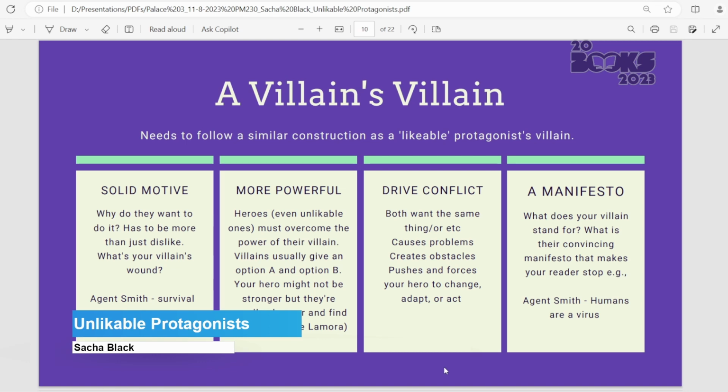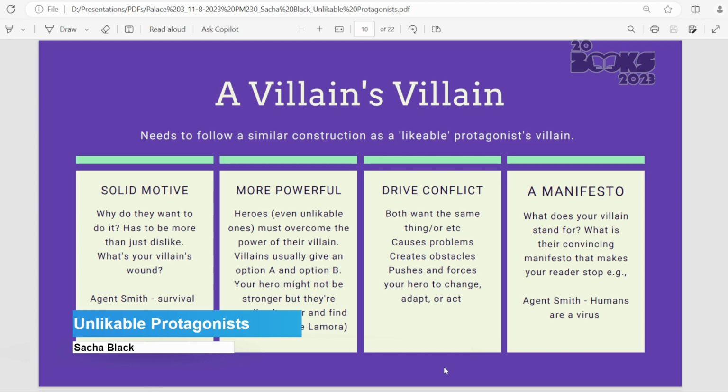The villain's villain needs to be more powerful than the protagonist villain. So when you have a hero, one of the issues is that the hero doesn't have all of the things that they need to beat the villain at the beginning of the book, right? We're waiting for them to get that final piece in the Dark Night of the Soul. Well, this is the same for a villain protagonist, okay? So the villain needs to be more powerful than them.